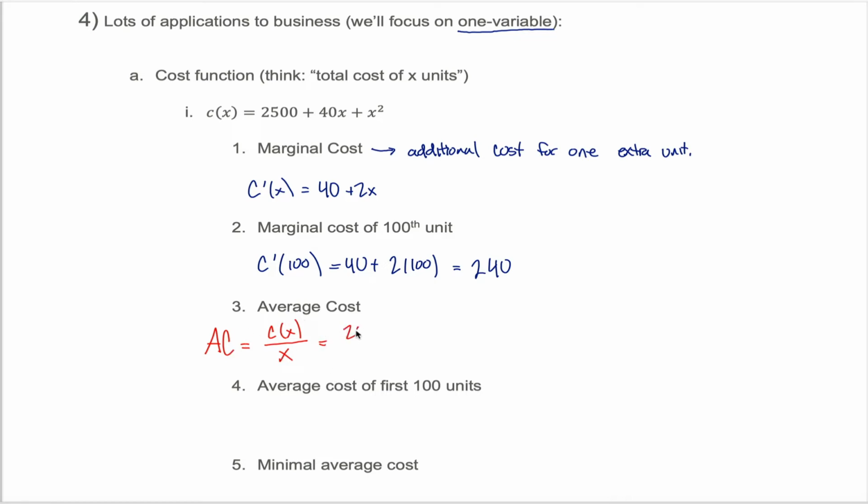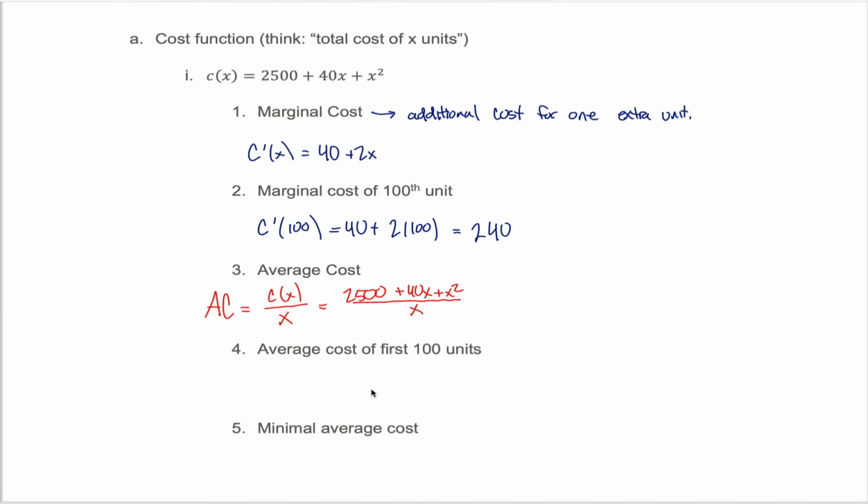C of X is 2500 plus 40X plus X squared, and I want to divide that by X, and that gives me the function for the average cost. I can figure out the average cost for any number of units. If I produce 10 units, how much is each one costing me? If I produce 5,000 units, how much is each one costing me?